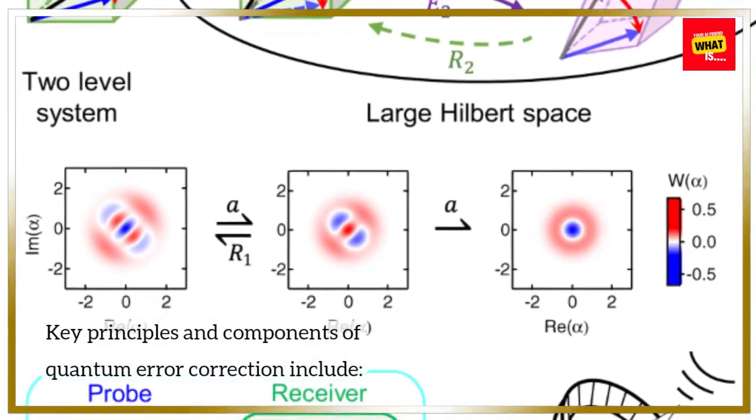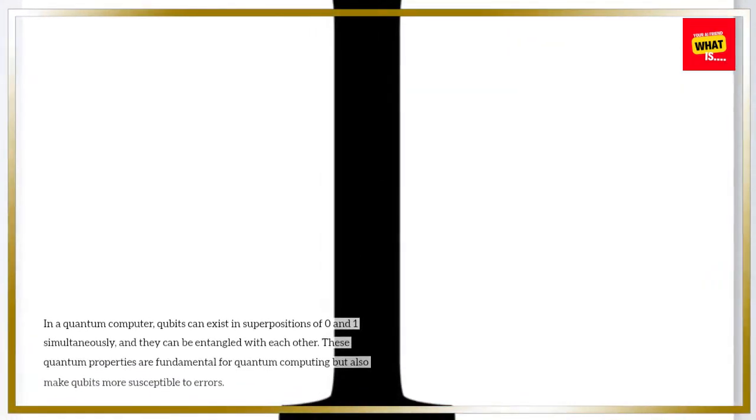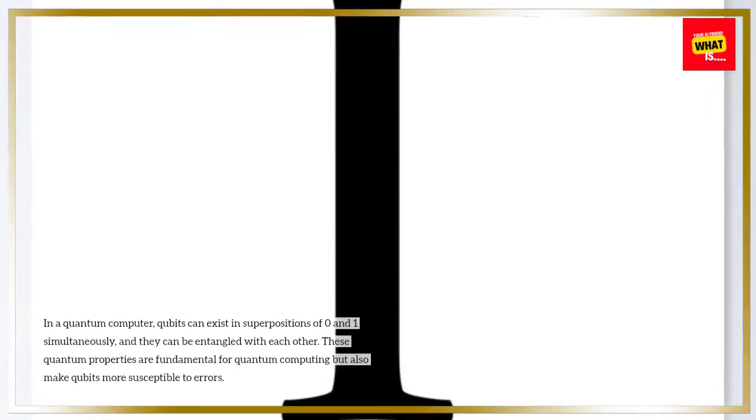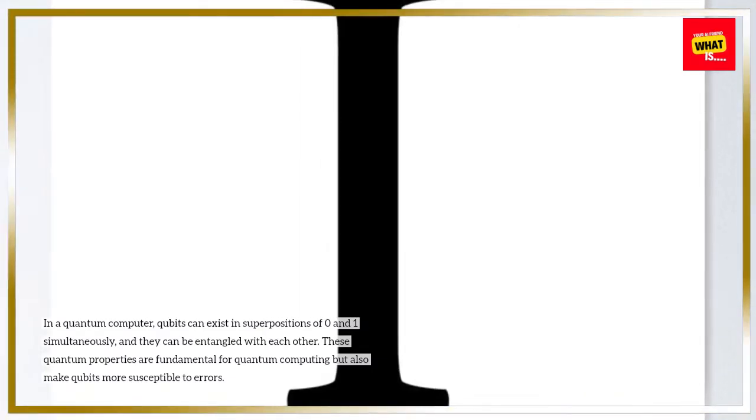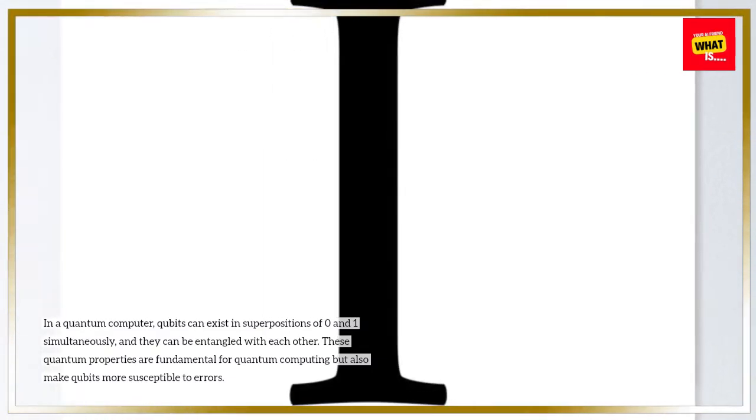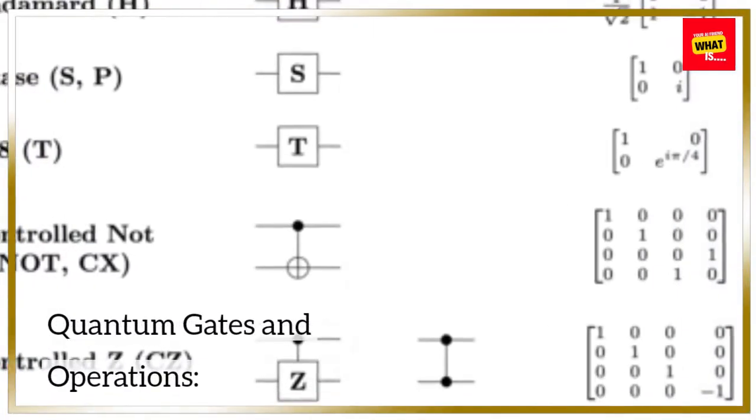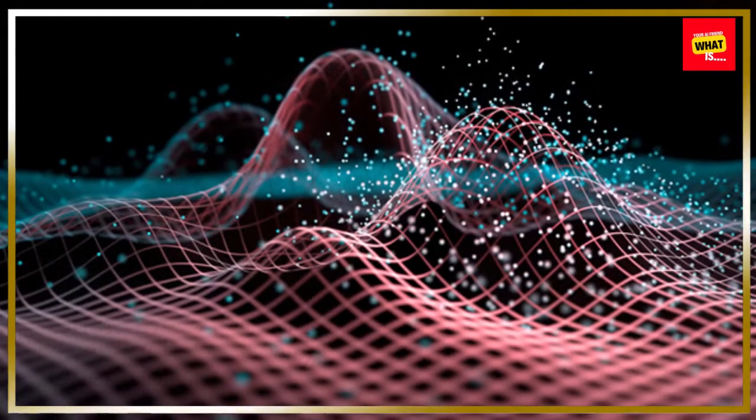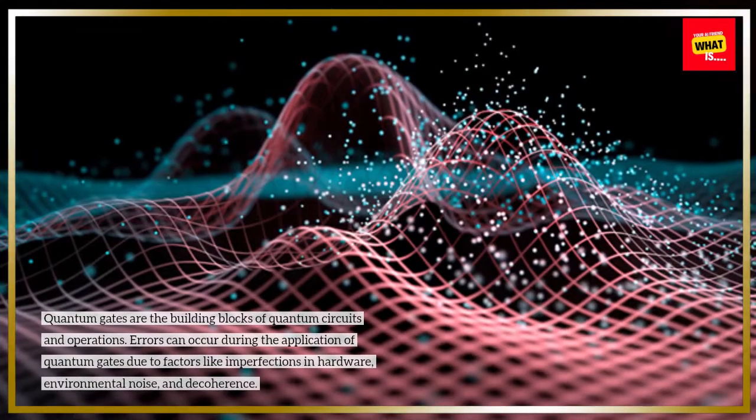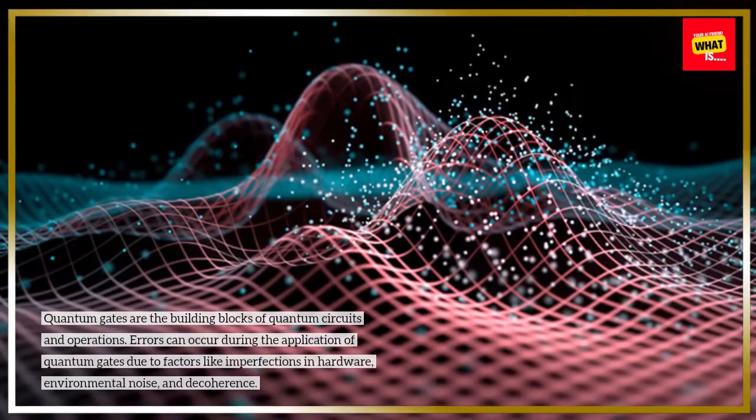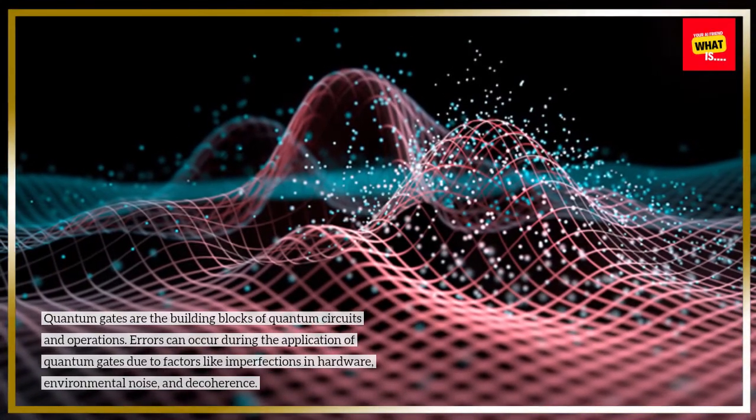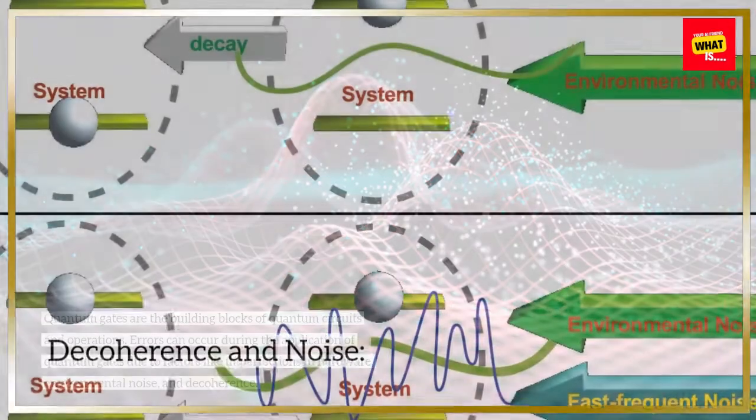Key principles and components of quantum error correction include quantum superposition and entanglement. In a quantum computer, qubits can exist in superpositions of 0 and 1 simultaneously, and they can be entangled with each other. These quantum properties are fundamental for quantum computing but also make qubits more susceptible to errors. Quantum gates and operations. Quantum gates are the building blocks of quantum circuits and operations. Errors can occur during the application of quantum gates due to factors like imperfections in hardware, environmental noise, and decoherence.